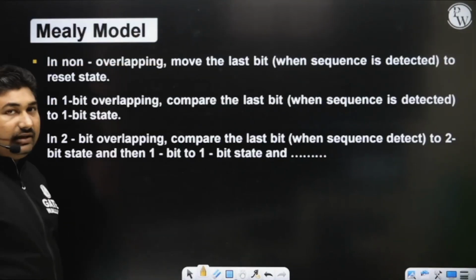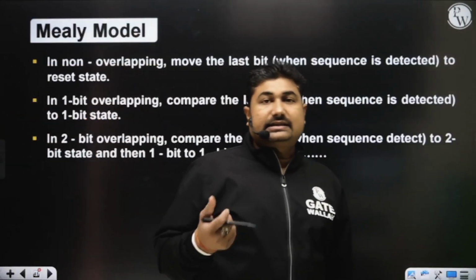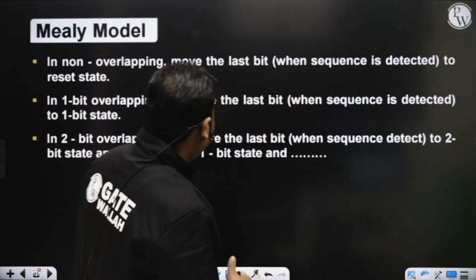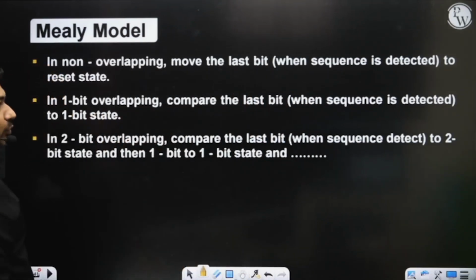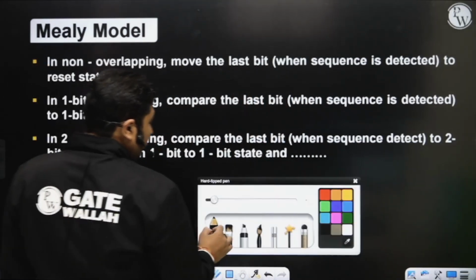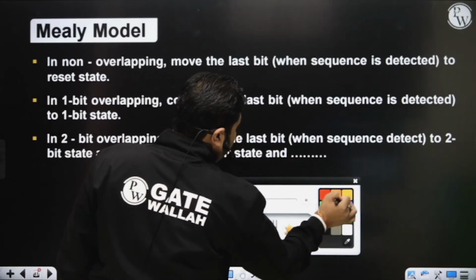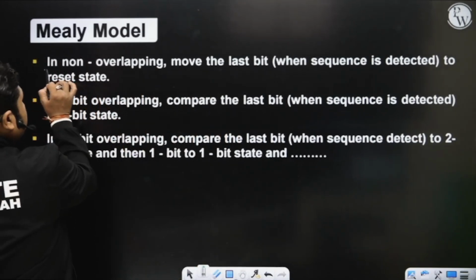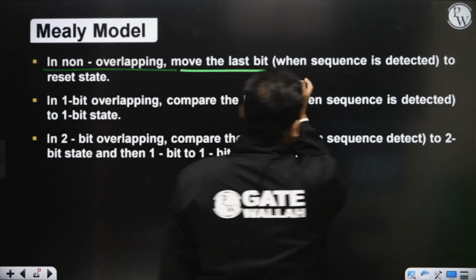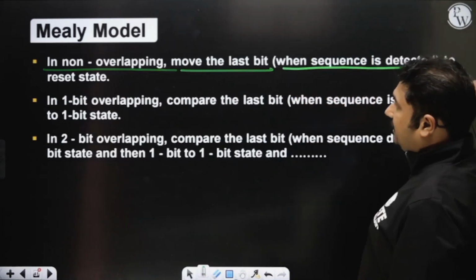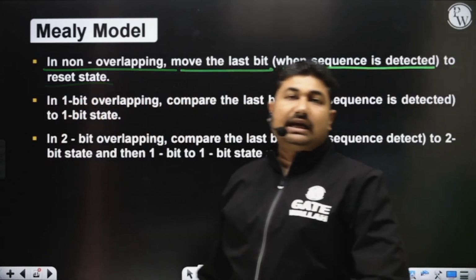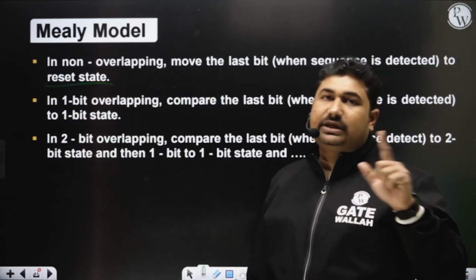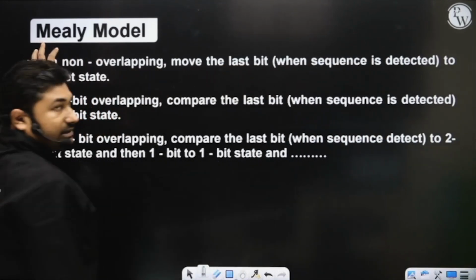Now please observe first how to construct a sequence detector by the Mealy model. For the Mealy model, we have to follow some important points. First, we may have to design a non-overlapping, or overlapping by 1 bit, or overlapping by 2 bits. In case of non-overlapping, when the sequence is detected, move the last bit to the reset state. Later on I will show what that means.